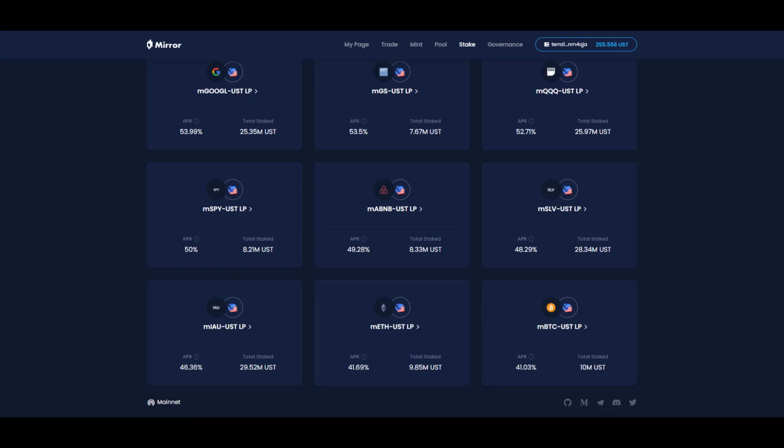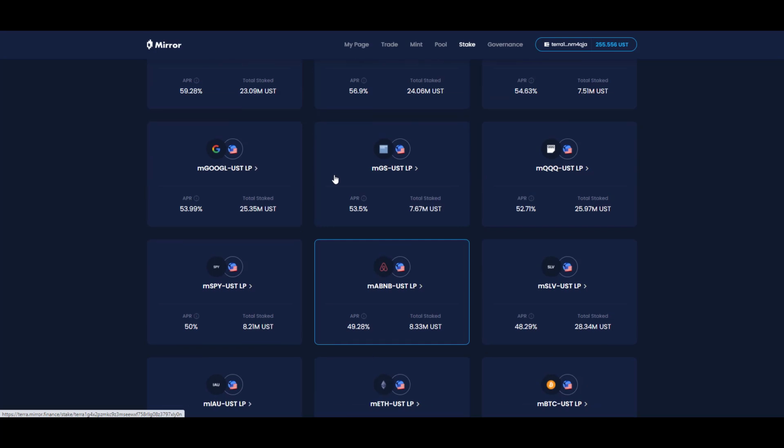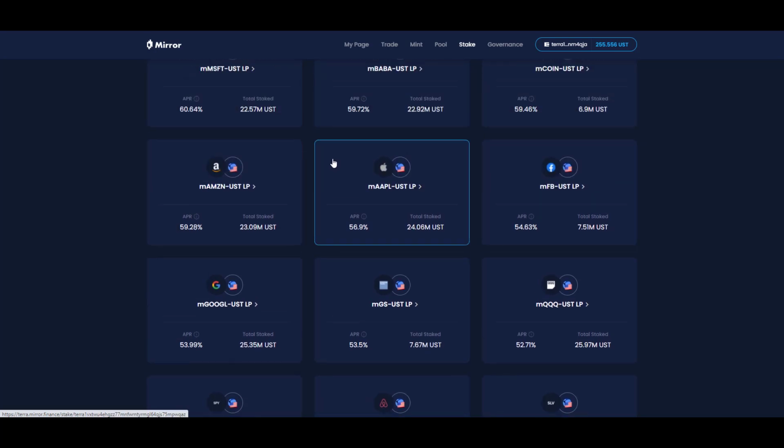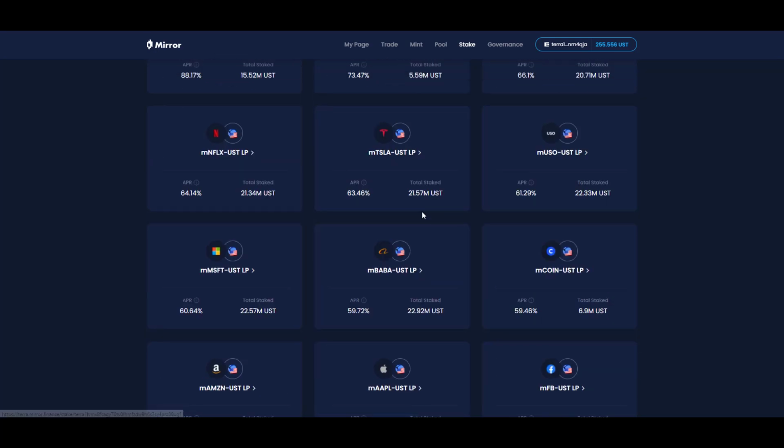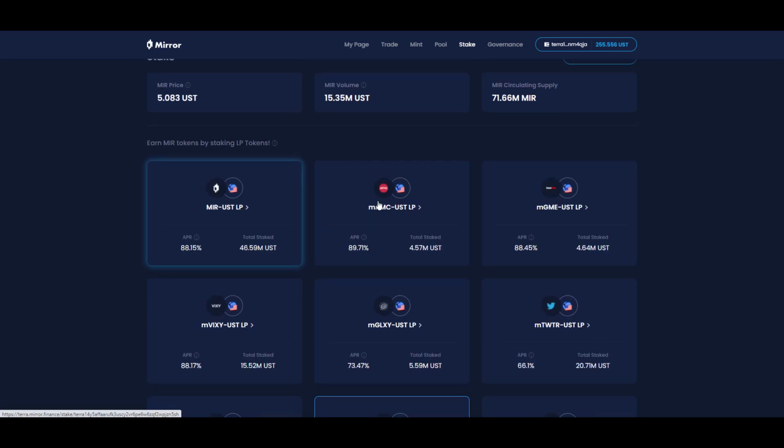These are all synthetic assets on the MIR protocol. The price might diverge from the underlying asset if the demand goes up too high, but most of the time the price is pretty closely pegged to the underlying asset. So once you borrow that UST from Anchor protocol, you can go ahead and convert it into any one of these assets and provide liquidity into these pools. And in most cases, the yield that you're going to be getting is anywhere between 40 and 90%.